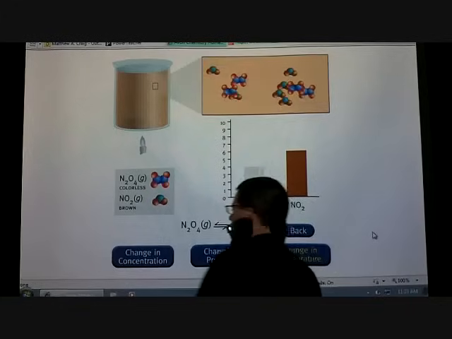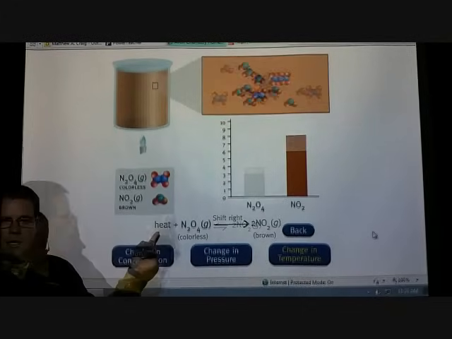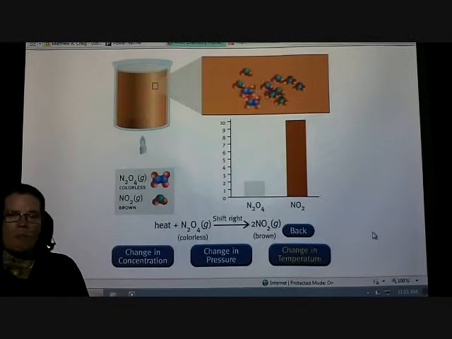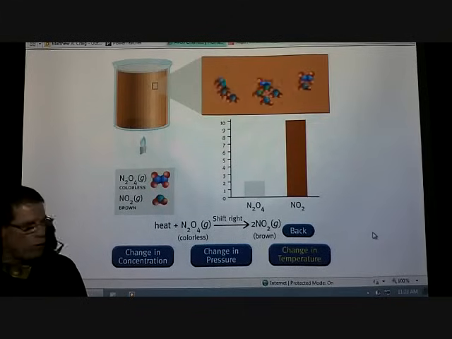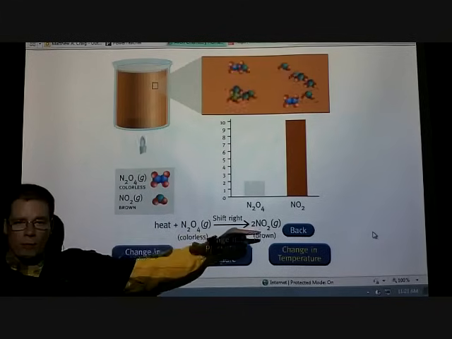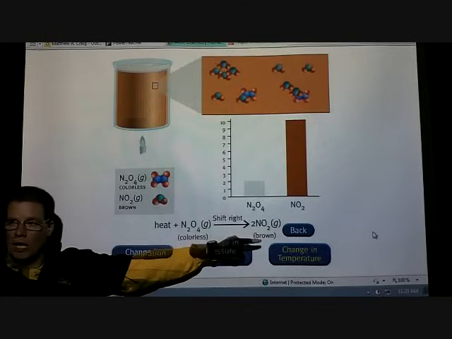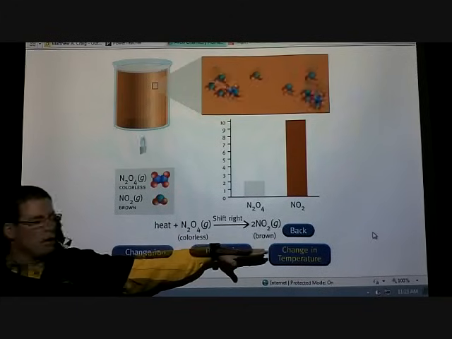All right, so since this reaction is endothermic, heat is a reactant. If I add more heat to a system that is endothermic, the reaction will shift away from the addition. Same thing as with the concentrations. This is really nice about Le Chatelier.